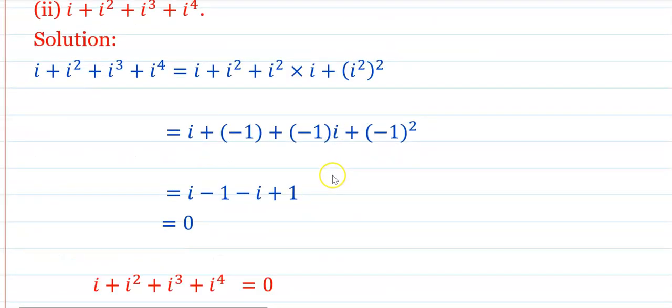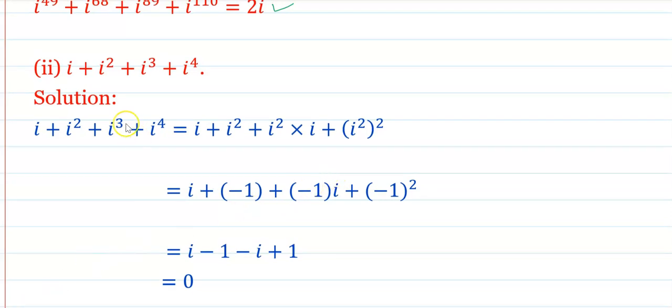Next problem. Now the next, i + i² + i^3 + i^4. Same format. Keep this i as it is, i² as it is. But what about i³? i³ can be written as i² into i. i^4 can be written as (i²)². This i is as it is. i² means what? Minus 1. i² into i means what? Minus 1 into i. (i²)² means what? (-1)².